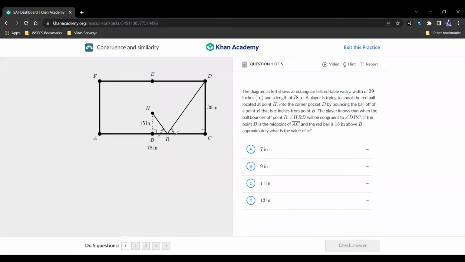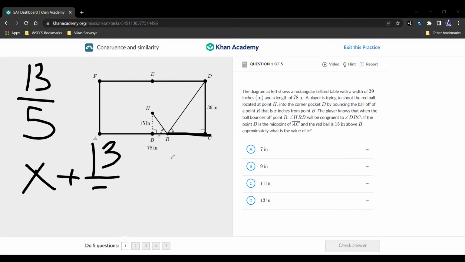Well, since we know that these two angles are the same, we know that these two triangles, HRB and BRC, are similar. And we know that the similarity ratio is 39 to 15, which is going to be the same as 13 to 5. All right, now how does that relate to x? Well, x plus this side length, which is going to be 13, by similarity is going to equal the length BC. BC is half the length of AC since B is the midpoint. So that length is going to be half of 78, 39.